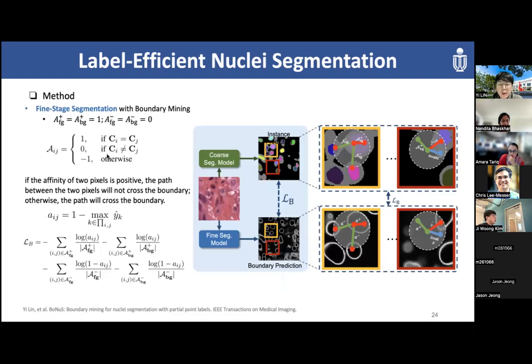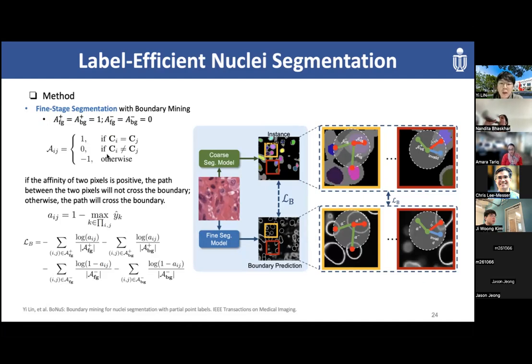And in the fine stage segmentation, we propose a novel boundary mining loss, which guides the model to learn the boundary information by exploring the pairwise pixel affinity in a multiple instance learning manner. The main idea of multiple instance learning is to determine the label of a bag by considering the label of its instances. In our case, as shown in the right figure, the line connecting any two pixels in the segmentation map is considered as a bag, and the pixels along the line are considered as instances.